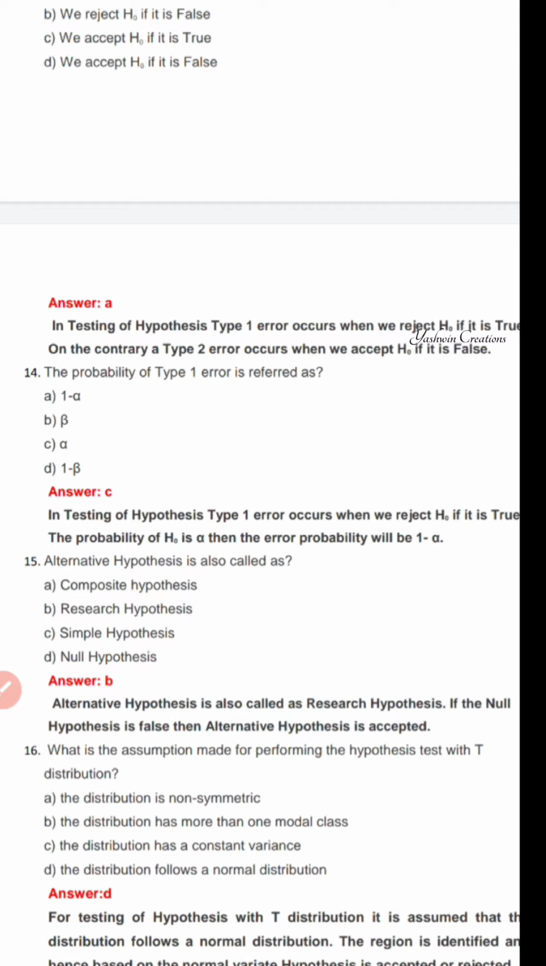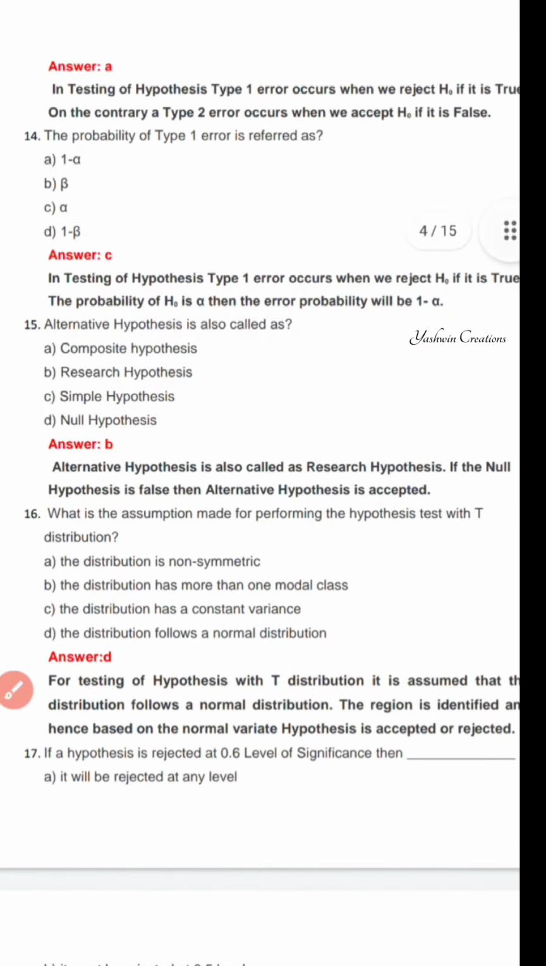The alternative hypothesis is also called what? I have already said: the research hypothesis. Next, what is the assumption made for performing the hypothesis test with the t distribution? The answer is that the distribution follows a normal distribution.